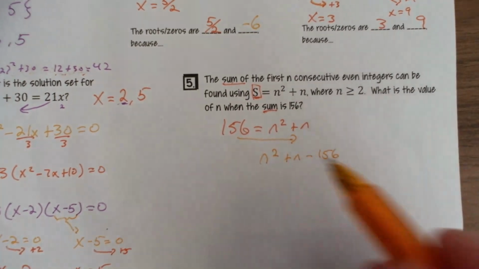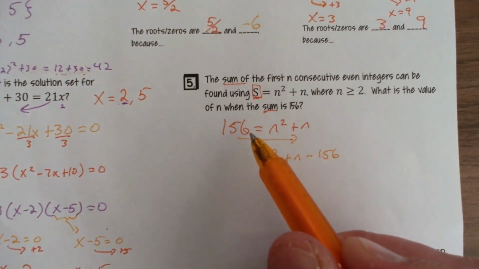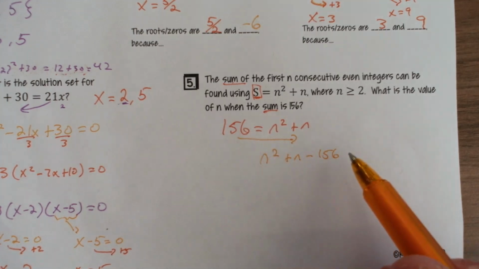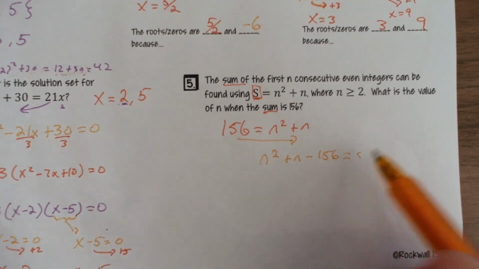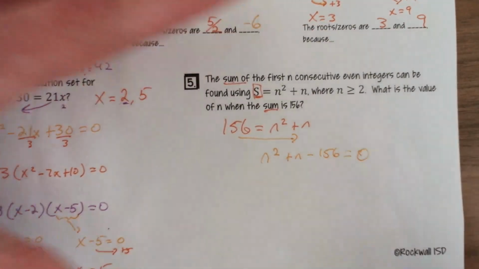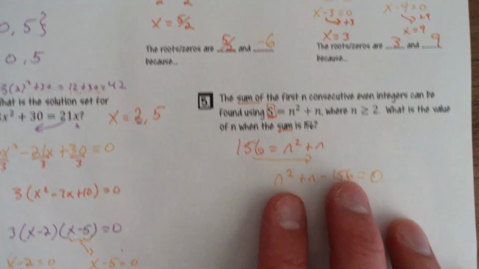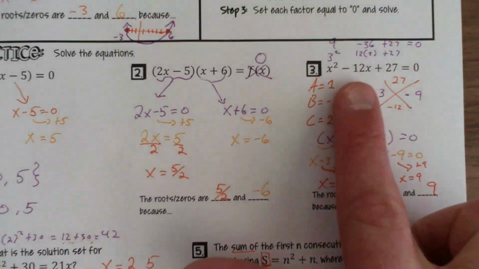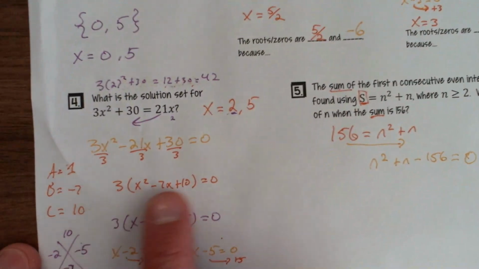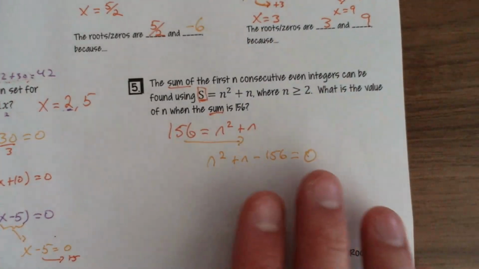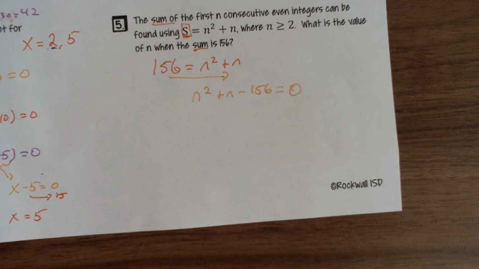And by the way, do I care that my equal sign's on this side? No, I can just flip it over. It's equal. It's a balance. It can go on either side. Now, is this problem starting to look like this problem? Is it starting to look like this problem? Yes. Now what we need to do is we need to factor.